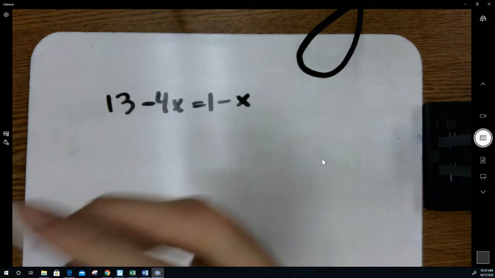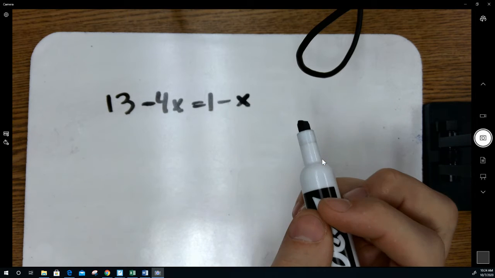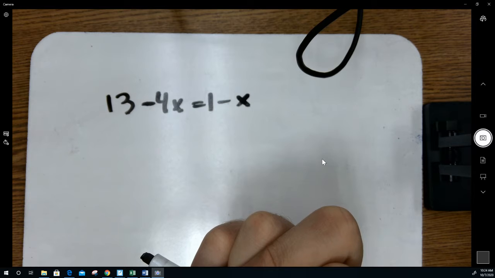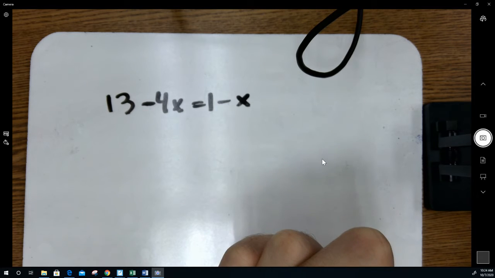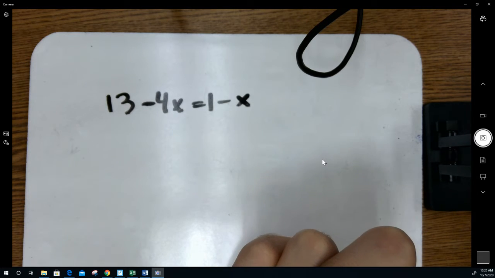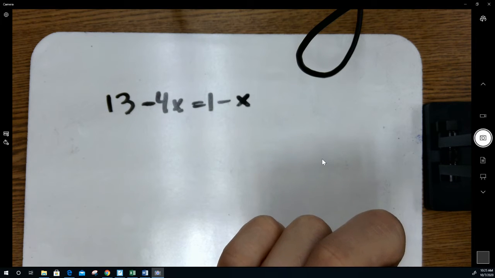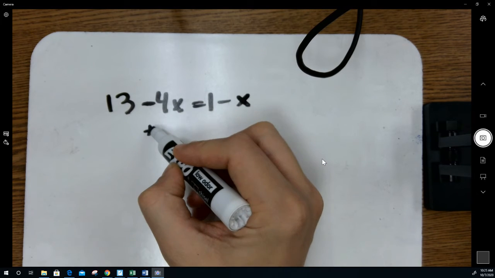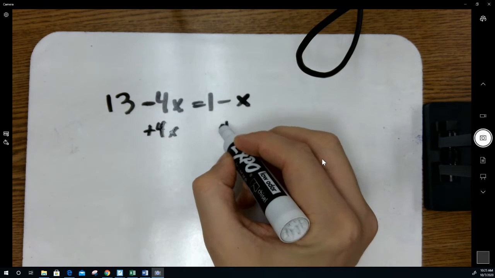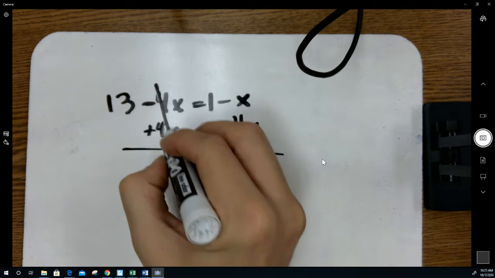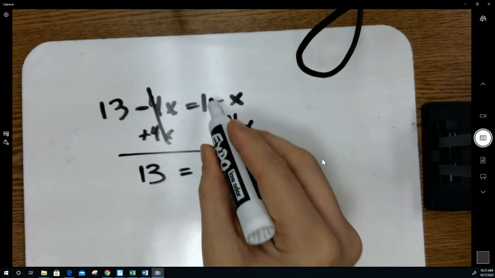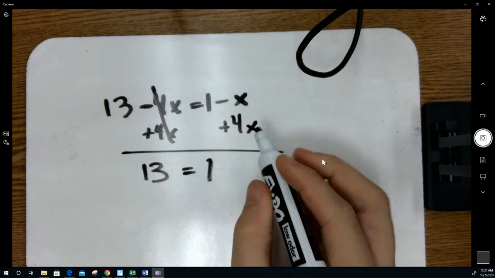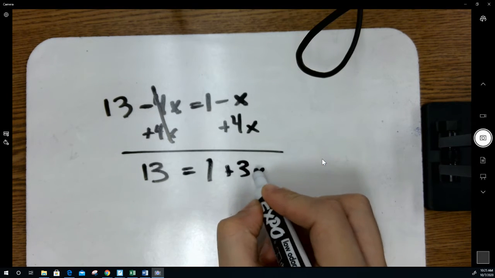What I mean is we want to get the x's all on one side, numbers all on another, and it doesn't matter which side you go to. Honestly, the biggest thing is going to be taking care of negatives. For example, if I wanted to move all of the x's to this side, I'd add 4x. It's a negative 4x, so it cancels that, and then 13 equals 1, and then you're adding 4 to negative 1, so 4 minus 1 would be plus 3.